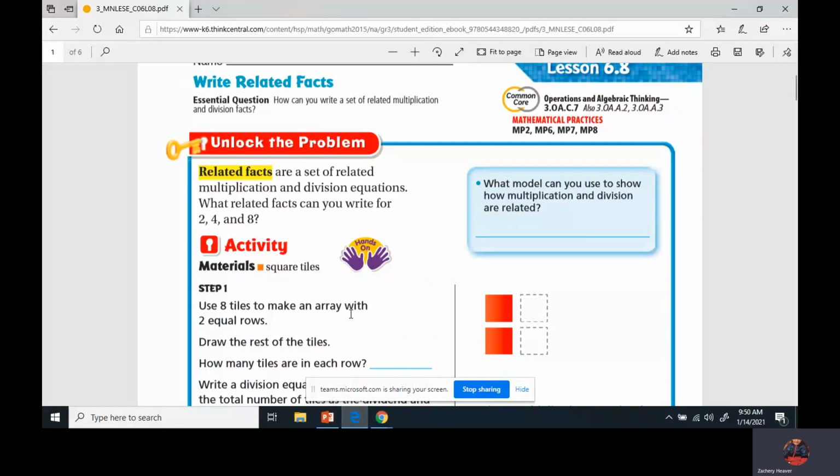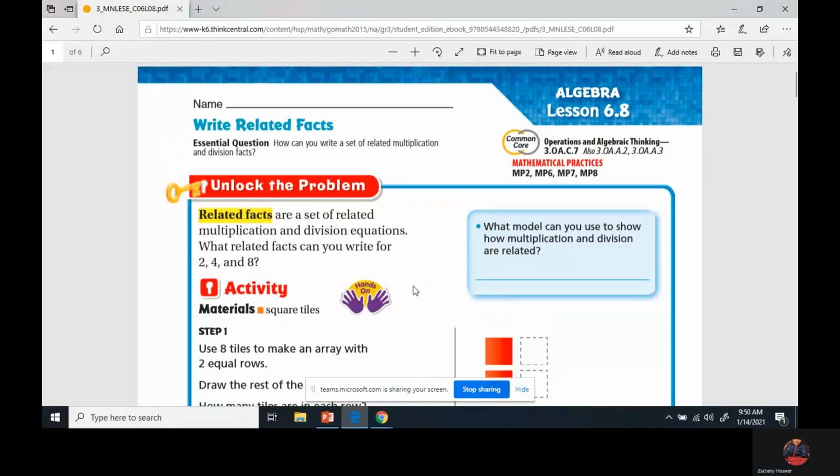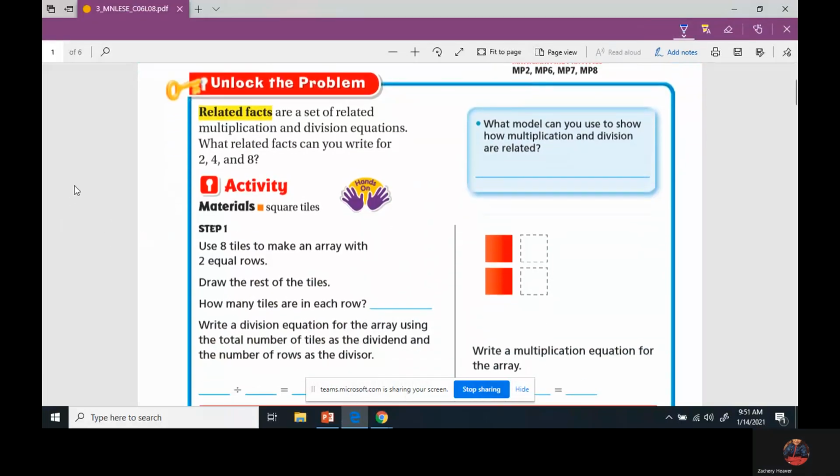All right, so we're going to look at 6.8 in our math books. So we're talking about related facts. Related facts are a set of related multiplication and division equations. What related facts can you write for 2, 4, and 8? So we got to think, what do 2, 4, and 8 have in common?